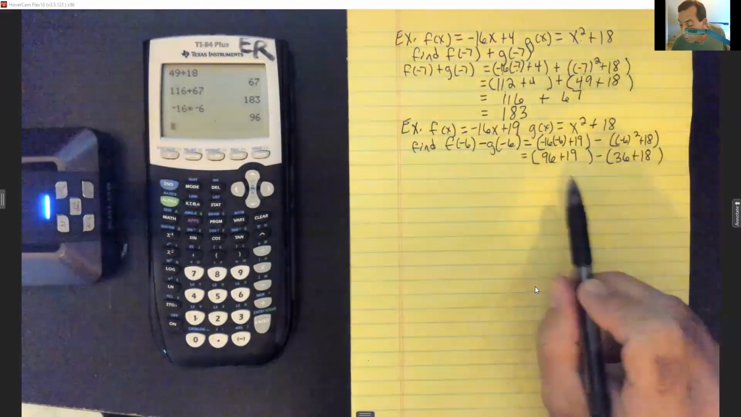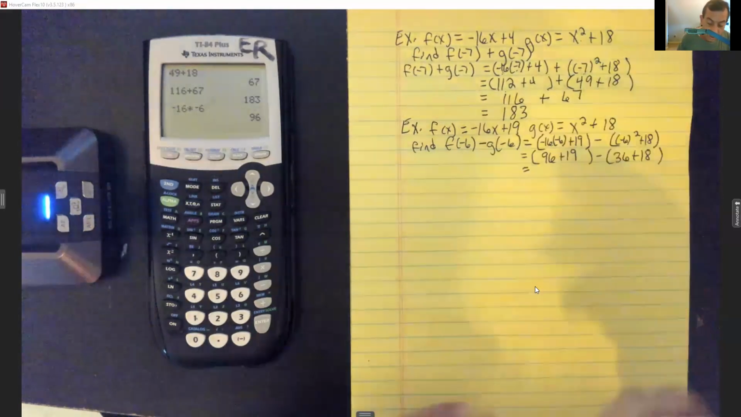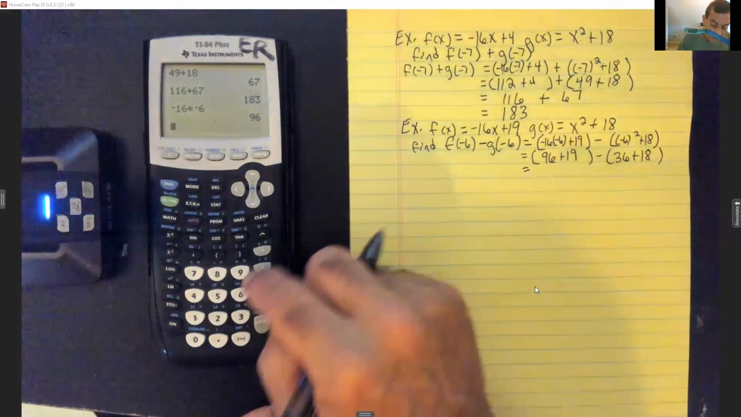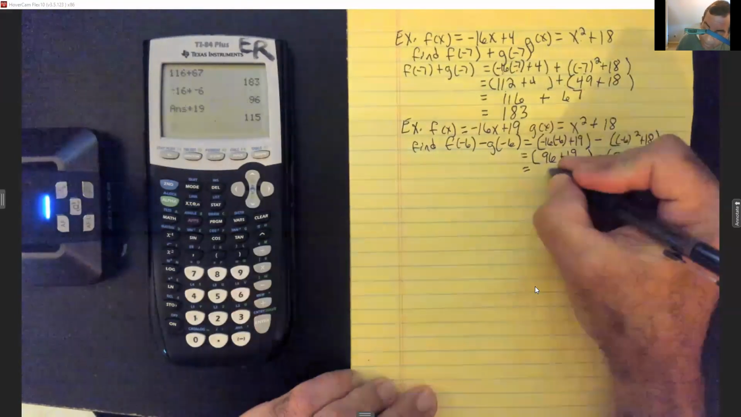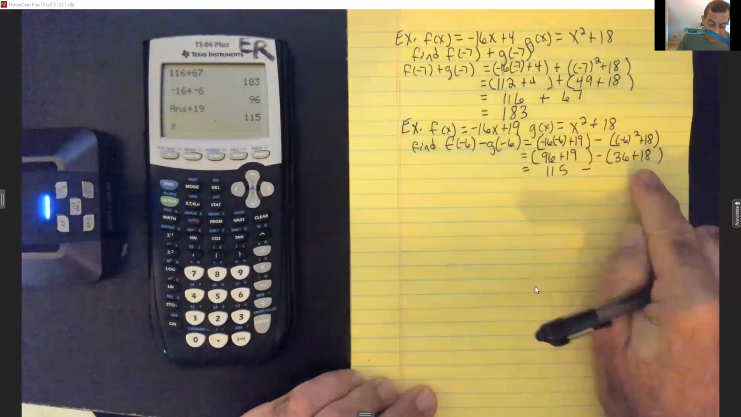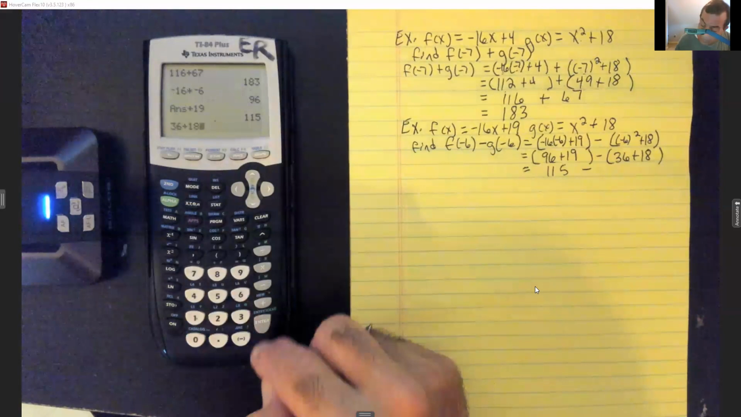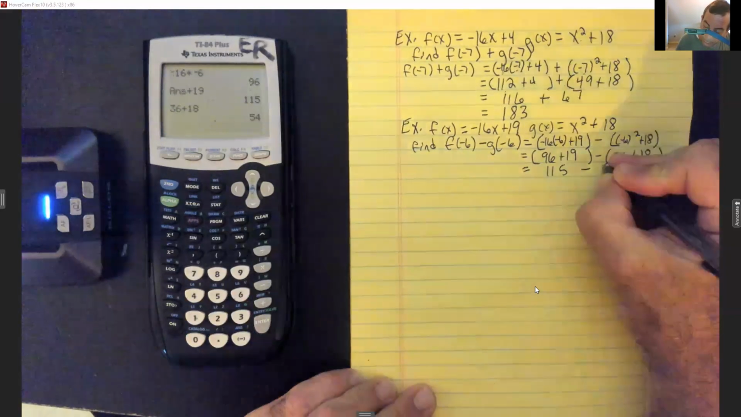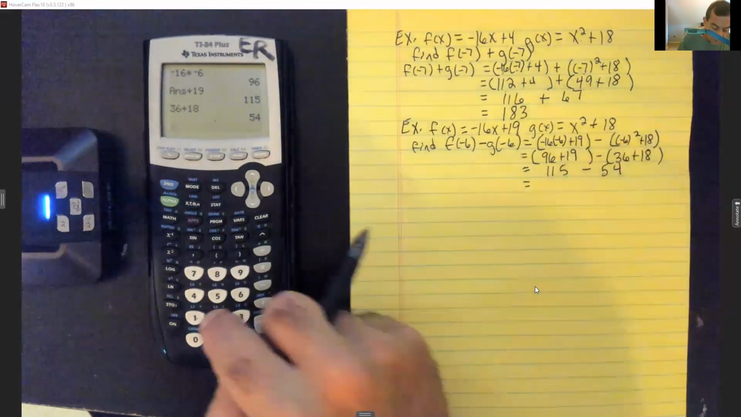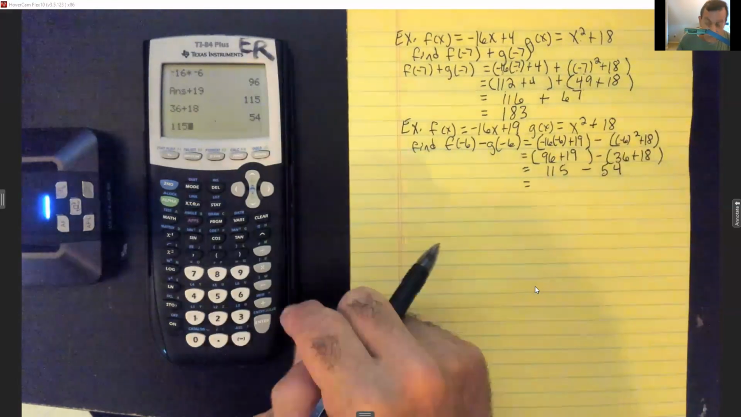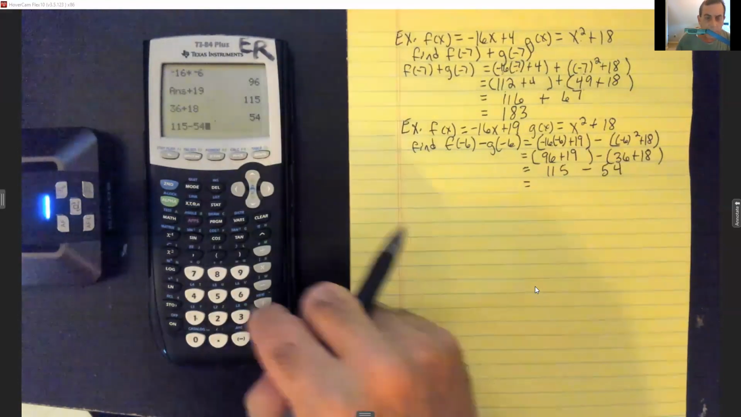So now remember, since I'm going to get one number out of both of these, I don't need the parentheses no more. So that 96 plus 19 is going to be 115 minus 36 plus 18 gives me 54. So now y'all watch this. I'm going to take that 115 minus my 54 for a final answer of 61.